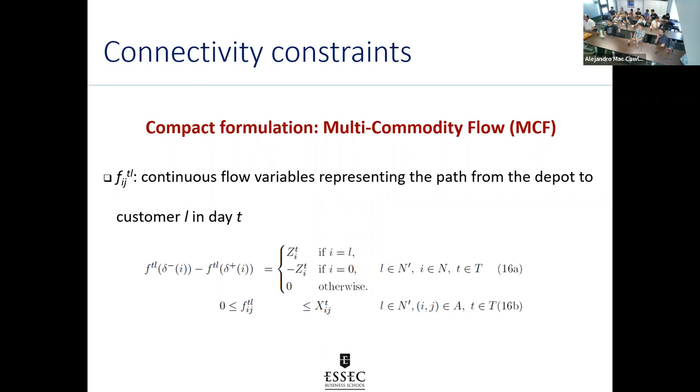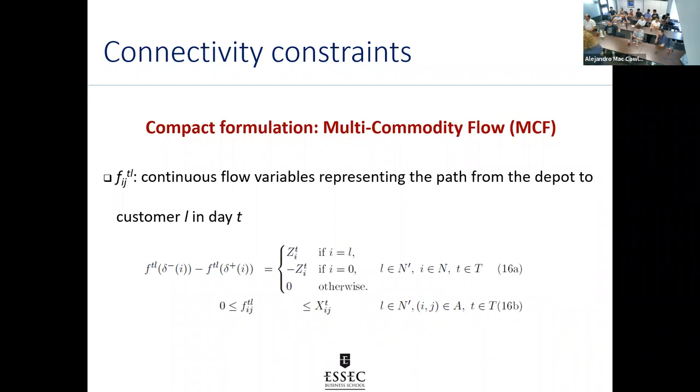Again, you introduce new variables, and in this case, as you can see, they are a lot, still polynomial but a lot. Specifically, we introduce a variable F_ijtl, which is a continuous variable that represents the path from the depot to customer l, traversing arc ij in day t. So we have a variable for each arc ij, for each customer, and for each day, so an order of magnitude of n cubed times the number of time periods. So there are really a lot. And these variables measure the path from the depot to each customer in each day of the planning horizon.